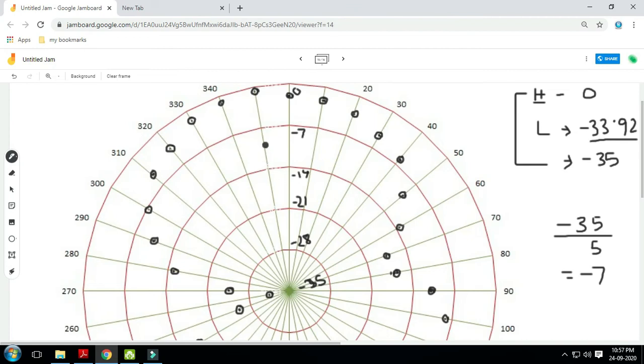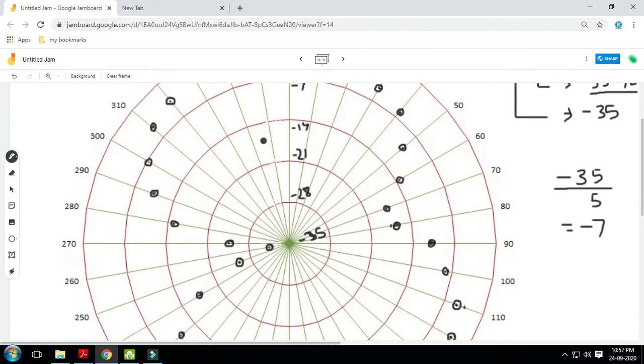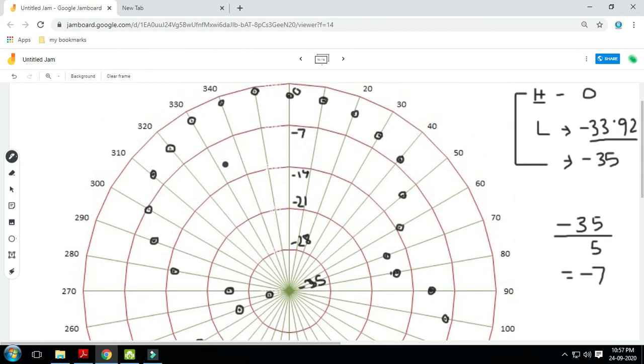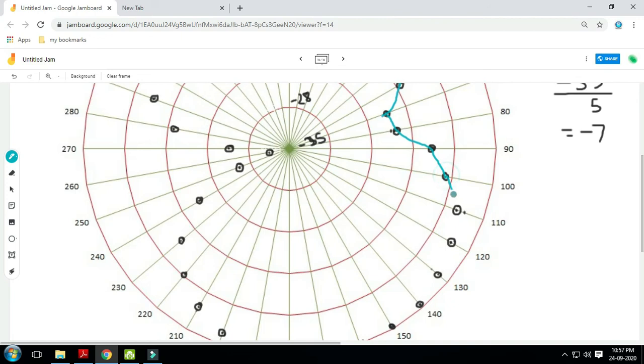Okay, so finally I have plotted all the points on this polar graph. Now I have to join all the points, say, very smoothly, so you can see that a radiation pattern curve is formed.